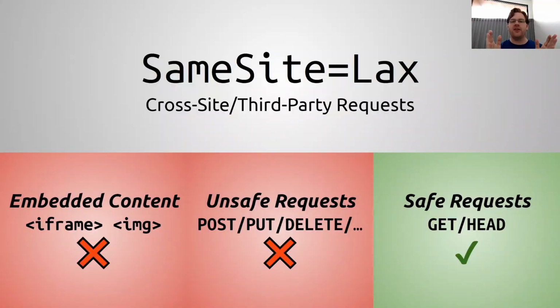Now, the nice middle ground between strict and none is lax. So lax allows safe requests to have cookies only. So it'll block them on embedded content and block them on unsafe requests, because those two types are the ones where you generally see attacks that require cookies across sites, cross-site attacks.